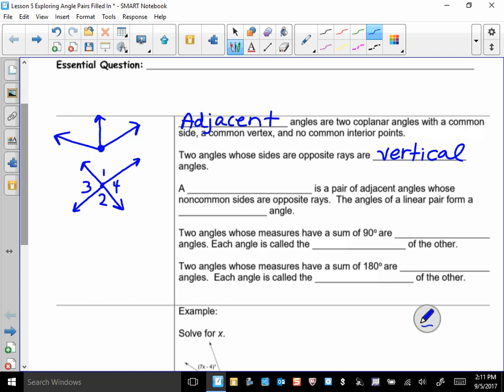And I'll just go ahead and tell you this. You won't really need to know it for a little while, but vertical angles are congruent. There's a theorem that tells you that, and you'll use it many, many times. So what we know here is that angle 1 is congruent to angle 2, and angle 3 is congruent to angle 4.